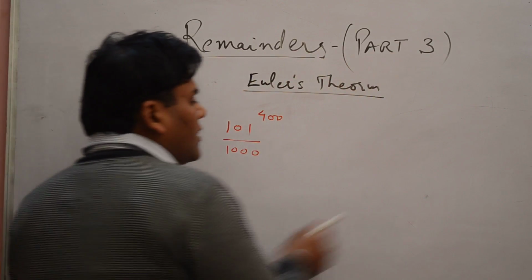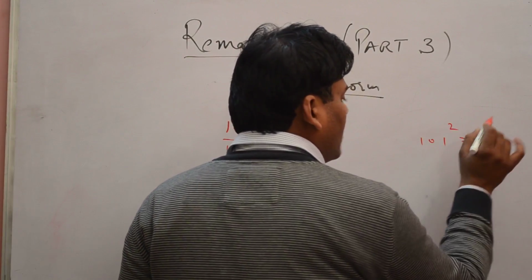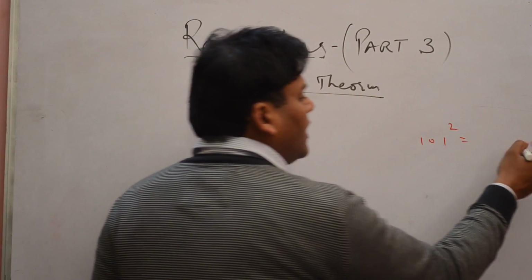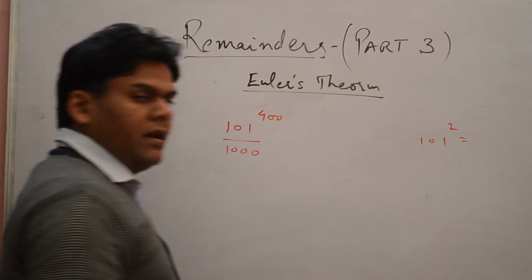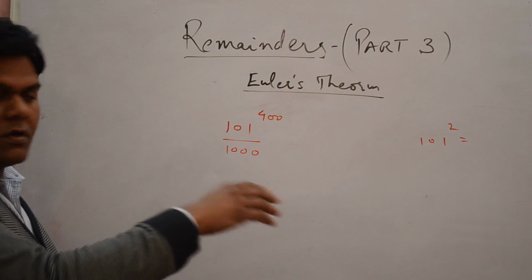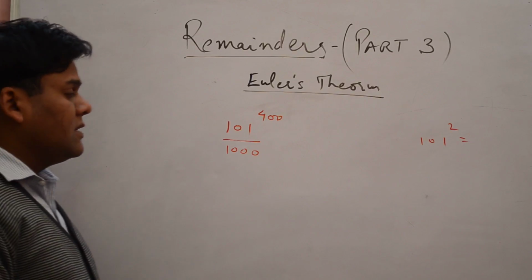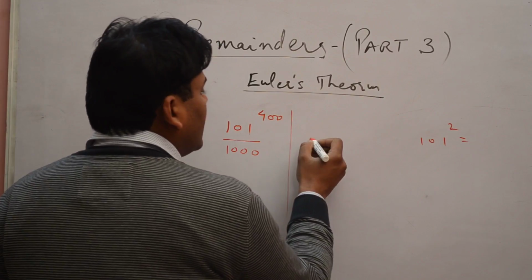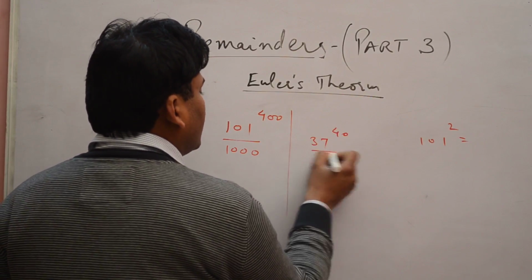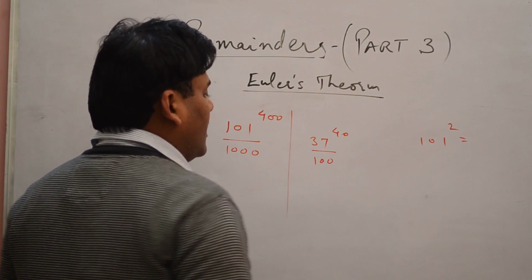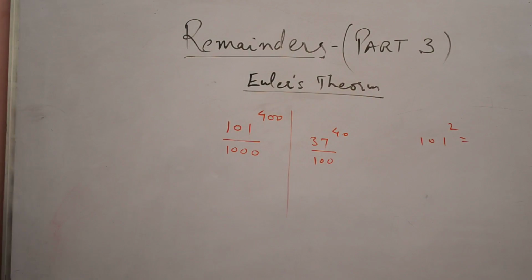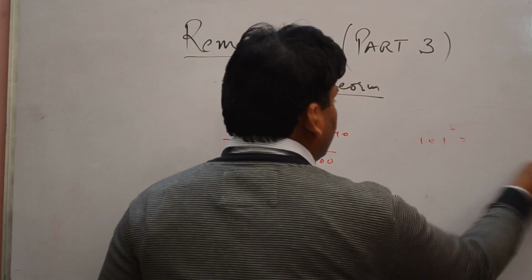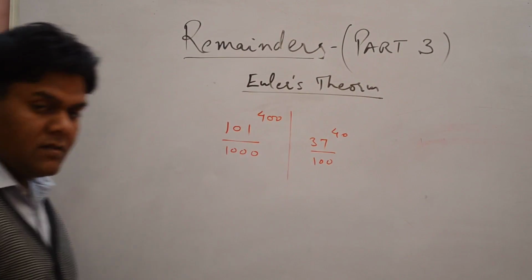Yes, you already know 101 square, everyone knows. You can calculate it by Vedic math: it is 1 more than 100, so it ends with 01. So you can calculate it, but is it that easy to answer such questions? You may have a number of questions which say 37 to the power 40 divided by 100. So many such questions. Is it that easy to answer such questions? Can we have a standard approach to answer such questions?